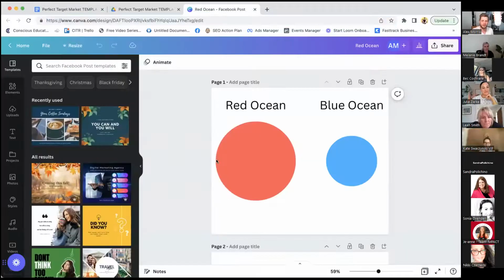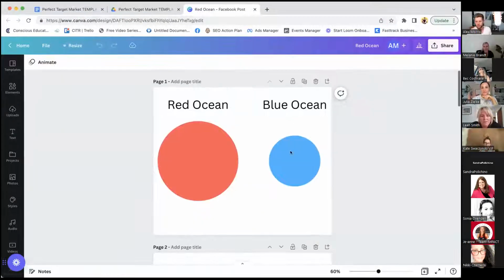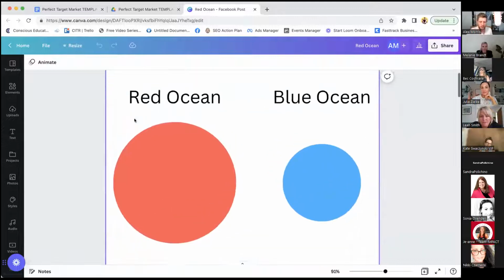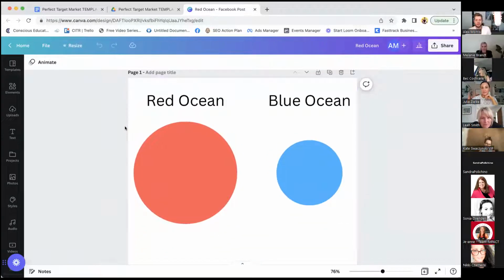Cool. Red ocean, blue ocean. Has anyone heard of this concept before? Okay, sweet. So what we're looking at here is refining down that niche just a little bit to turn ourselves into someone forced to be reckoned with, to become an authority in the space.